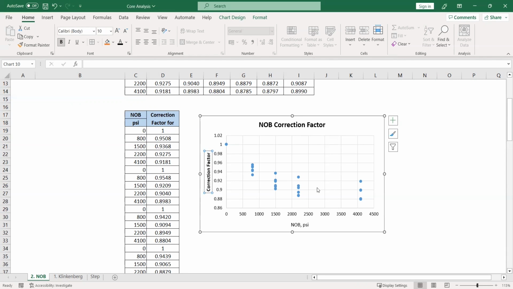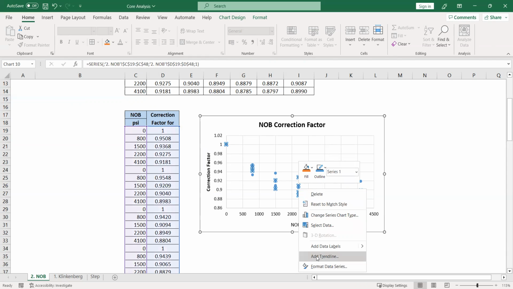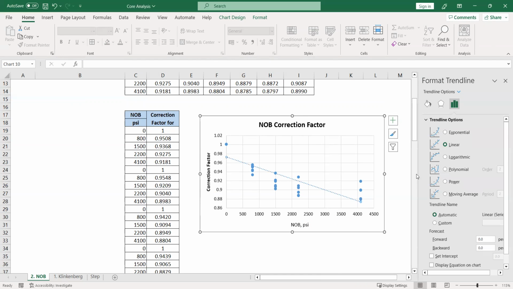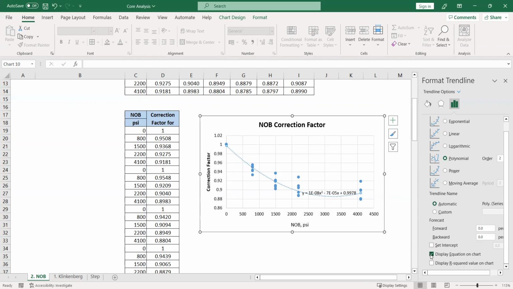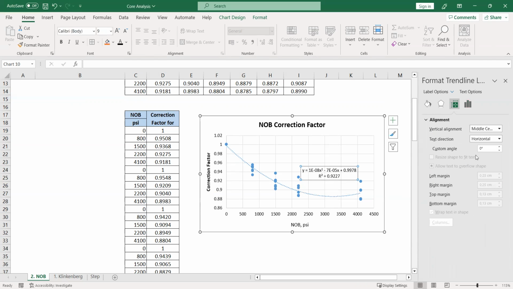All right, and then just make a trend line, right? Right click, add trend line. And let's say we will use polynomial. So it's like this. It's quite good. Let's display the equation on chart and then R square. Currently we are using power of second order.